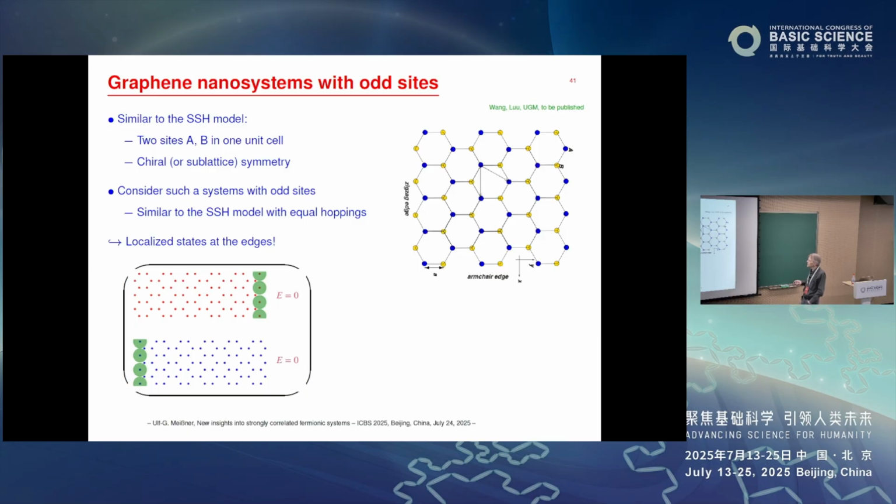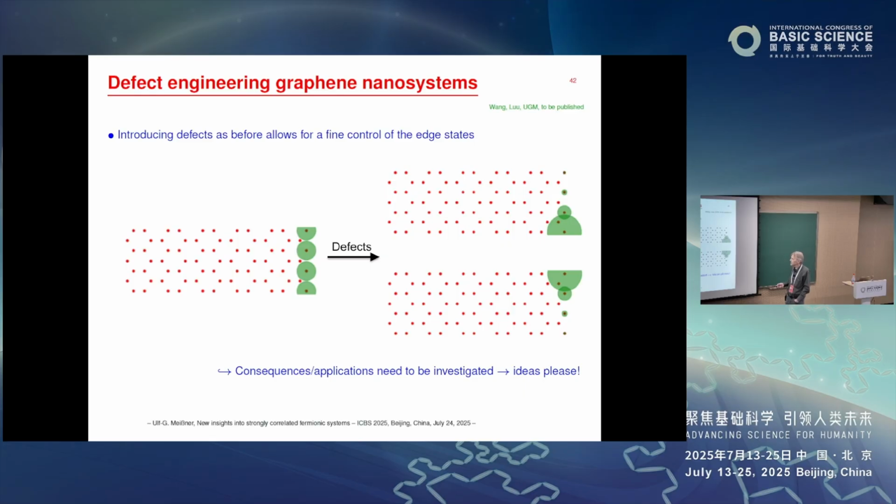And now the last thing I want to discuss, you can play the same games in graphene nanosystems, because this is a graphene nanosystem, which is similar to the SSH model. There are two sites, A and B, in one unit cell, which means you have chiral or sublattice symmetry. And again, if you have a system with odd sites, it's similar to the SSH model with equal hoppings. And then on such a system, you can localize the states either on the right side or the left side, which is already nice. But even more, if you put defects, you can even control the localization to some upper or lower part of the ribbon.